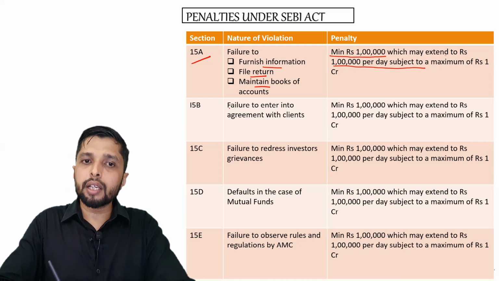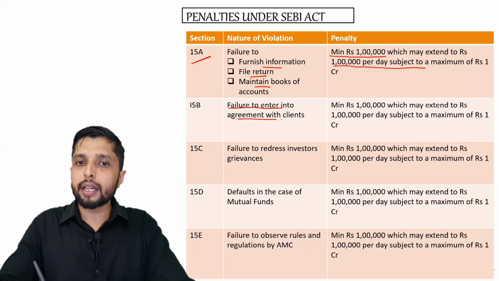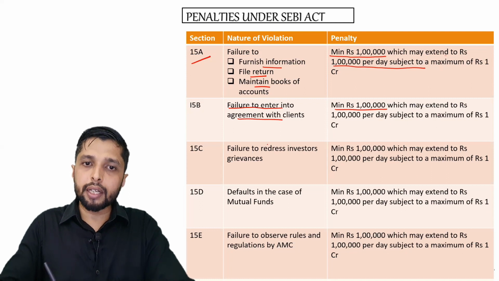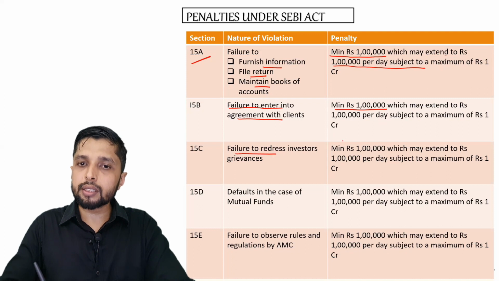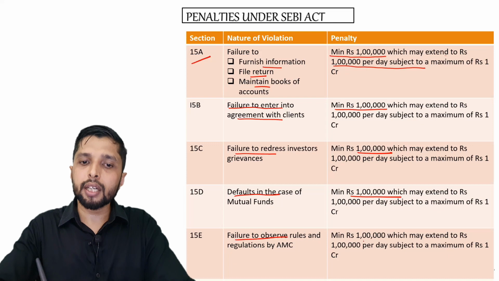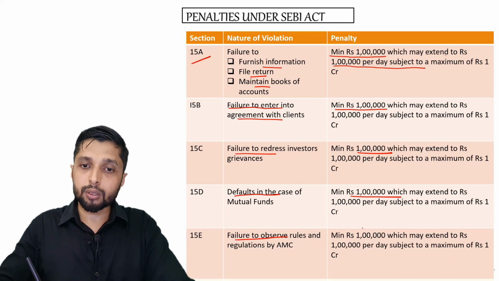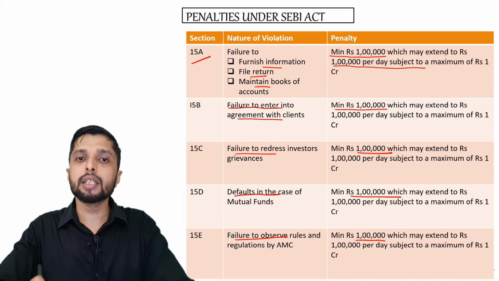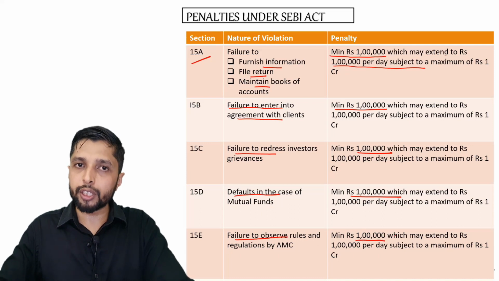Then 15B, failure to enter into agreement with client, minimum 1 lakh, which may extend to rupees 1 lakh per day subject to maximum of rupees 1 crore. Same penalty. Failure to redress investor grievances, same penalty. Then defaults in the case of mutual fund, same penalty. Failure to observe rules and regulations by asset management company, that is also same, 1 lakh, which may extend to rupees 1 lakh per day subject to maximum of 1 CR.